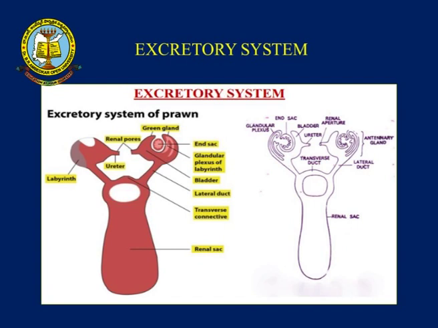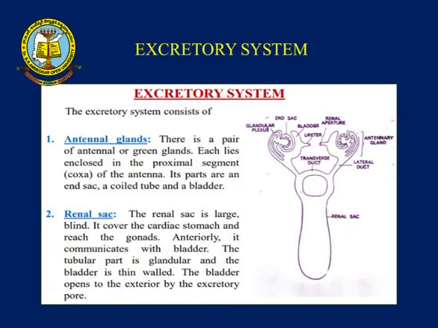That is, the excretory products are collected from the end sac. From the end sac, through the tubules, they open into the labyrinth. From the labyrinth, the excretory products are thrown into the bladder, and from the bladder through the ureter, and then outside into the renal pores. So, that is what we were talking about, and in the picture, the renal sac and the antennal glands are present over there.